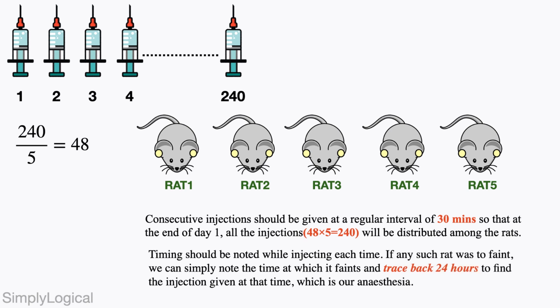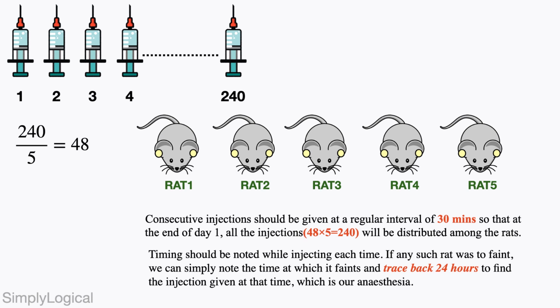If any such rat was to faint, we can simply note the time at which it faints and trace back 24 hours to find the injection given at that time, which is our anesthesia. Unlike the previous method in which we observed a pattern of fainting, here we will observe only one rat fainting, as the injection it received wouldn't have been injected to any other rats.